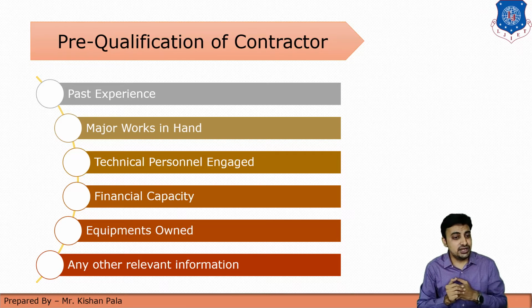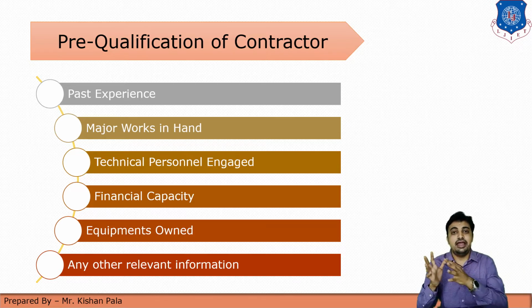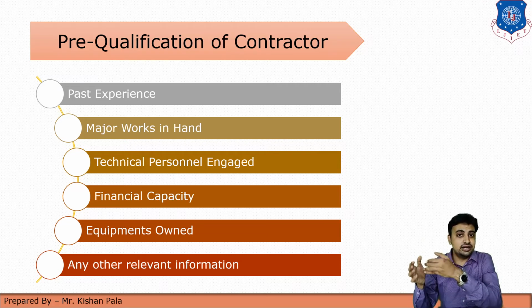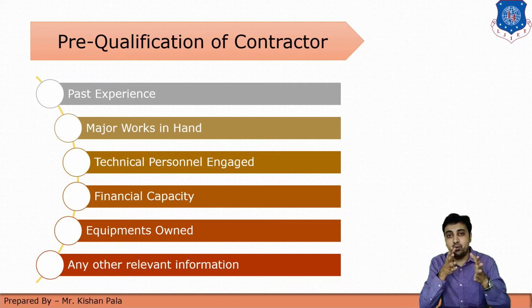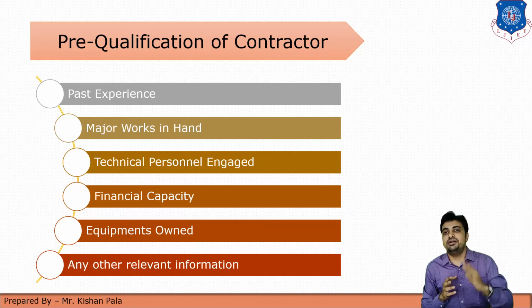And the last one is any other relevant information. So a certificate from the contractor side, information about the firm, and the certificates from the past work he has clearly done. So these are the pre-qualification points that should be considered for the contractor.